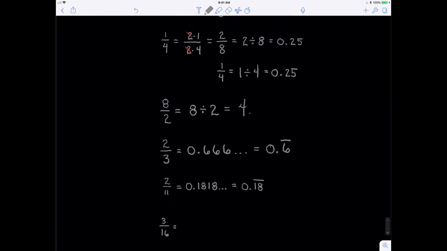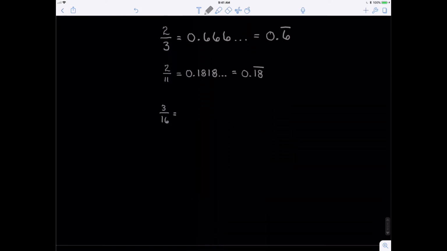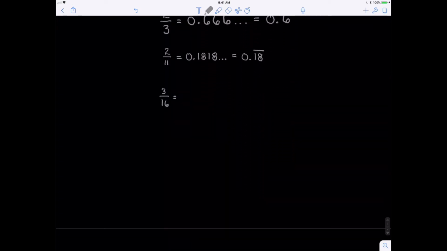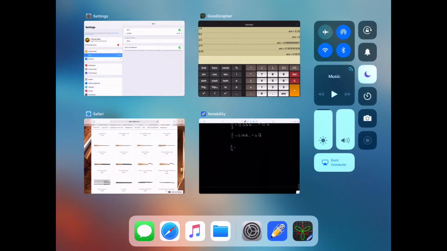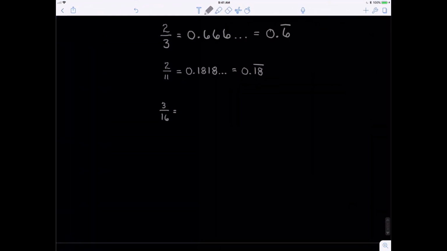Oh, I don't think we did 3/16. So let's try this. 3/16, if I put this in my calculator, is 3 divided by 16. I get 0.1875. Okay, this is called an exact answer.